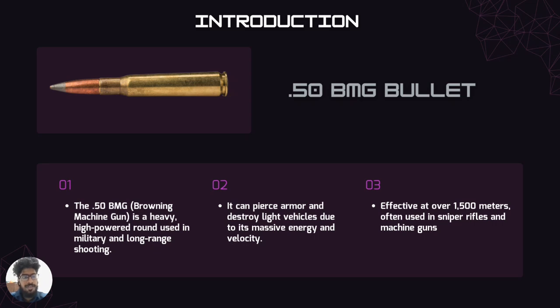The 50 caliber BMG bullet is a large caliber, high power bullet used in military applications. It is capable of piercing armor and damaging light vehicles due to its massive energy and velocity, with an effective range over 1,500 meters. These properties make it an ideal case study for CFD analysis.